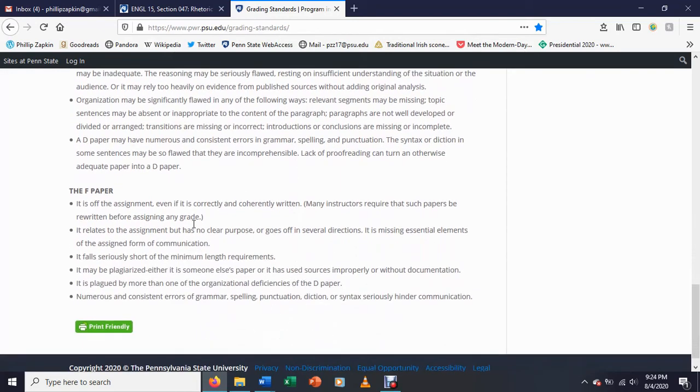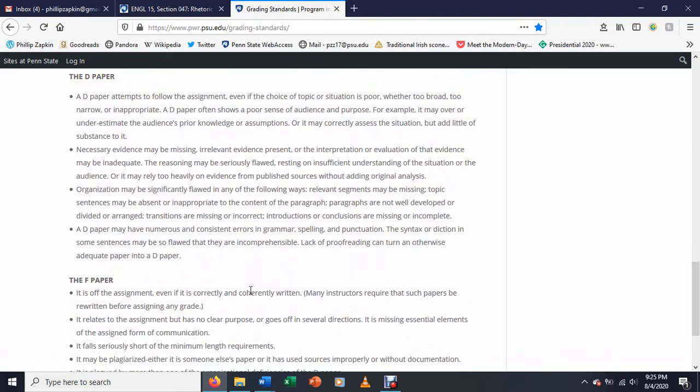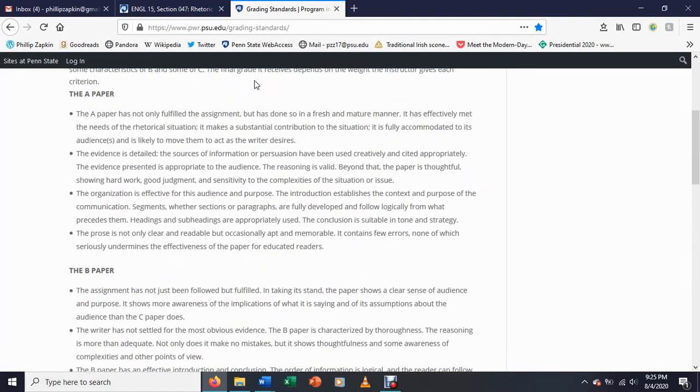And the F paper, for the most part, it's very difficult to earn an F on a paper where you've made a good faith effort to do what the assignment requires. Essentially, in practice, an F means that you have not even attempted to succeed at the project. So again, hopefully we won't be getting many D or F papers over the course of this semester.